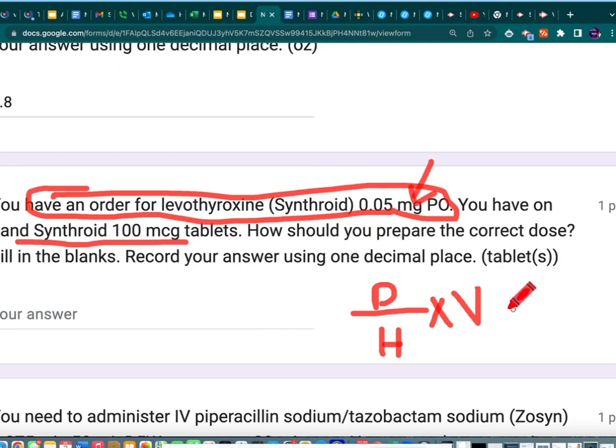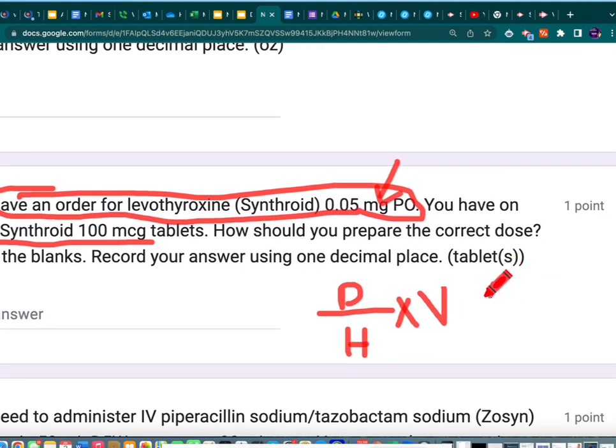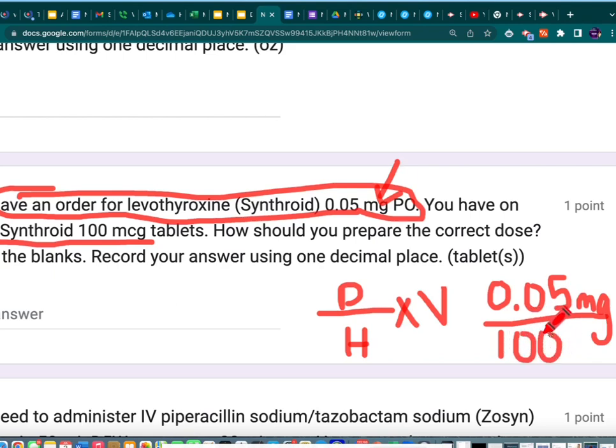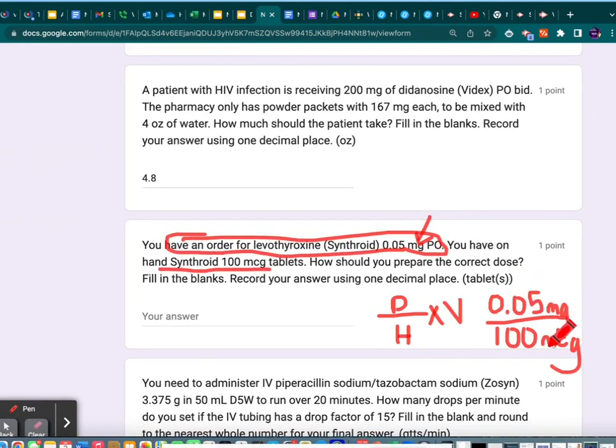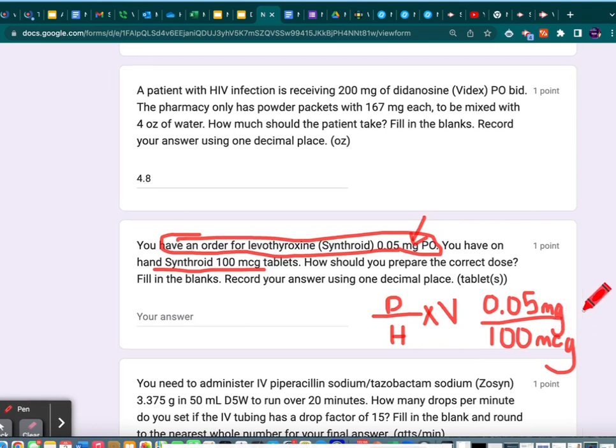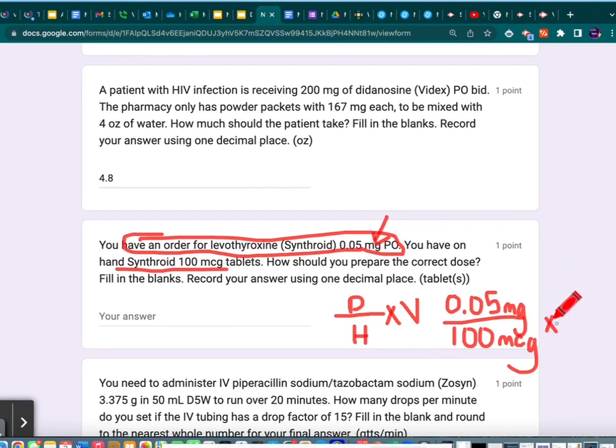So if you were to start in with this question, looking at it like 0.05 milligrams divided by what's on hand, Synthroid 100 micrograms, and not pick up on the fact that those units need to be converted, then your math will be wrong. So be sure to consider what you need to do next here in order to make these able to cancel one another. And if you're using unit cancellation, you will remember the conversion rate of 1,000.